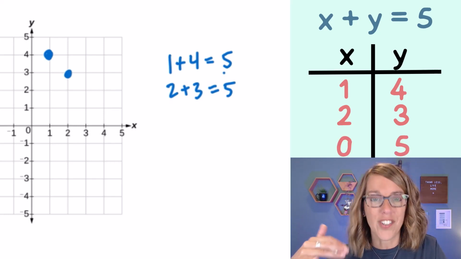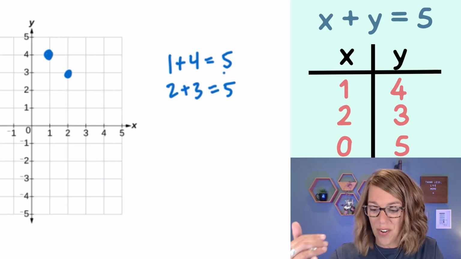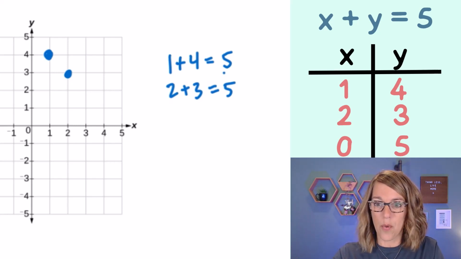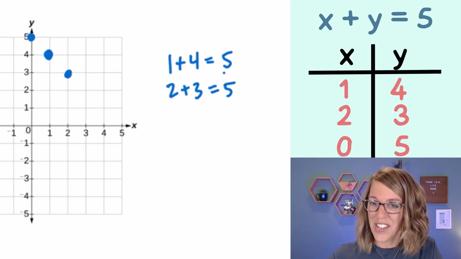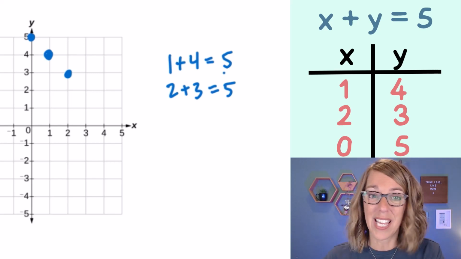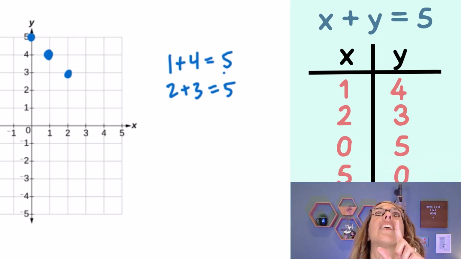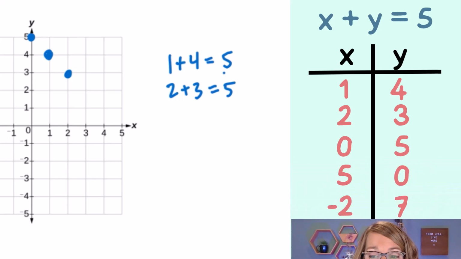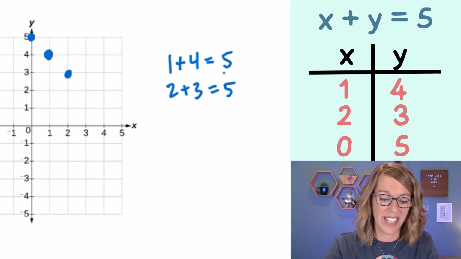Now there are a bunch of these. 0 and 5 is another one. So 0 for x, 5 for y, those certainly add up to 5, and it gives me the point right here. Notice how these are lining up super nicely. Now we can keep on going with the points. I could swap the order and I get 5, 0. I can even use a negative and I get negative 2 and 7. There are infinitely many of these. I certainly have enough to draw my line in.